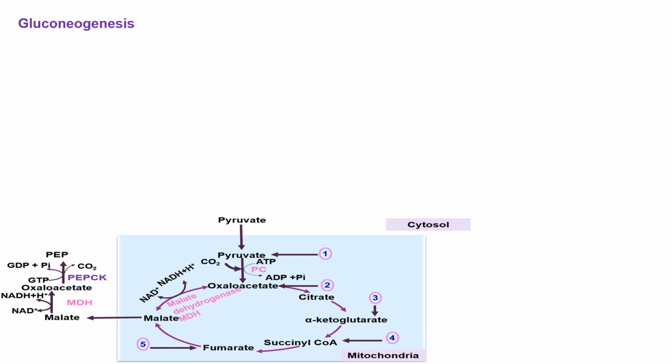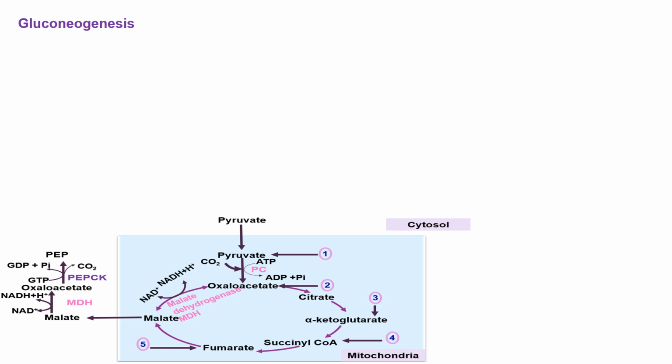This oxaloacetate is acted upon by malate dehydrogenase, which forms malate, and with the help of the malate shuttle it is shifted to the cytosol. In the cytosol, malate dehydrogenase acts upon malate to form oxaloacetate, and oxaloacetate forms phosphoenol pyruvate with the help of the enzyme phosphoenol pyruvate carboxykinase.